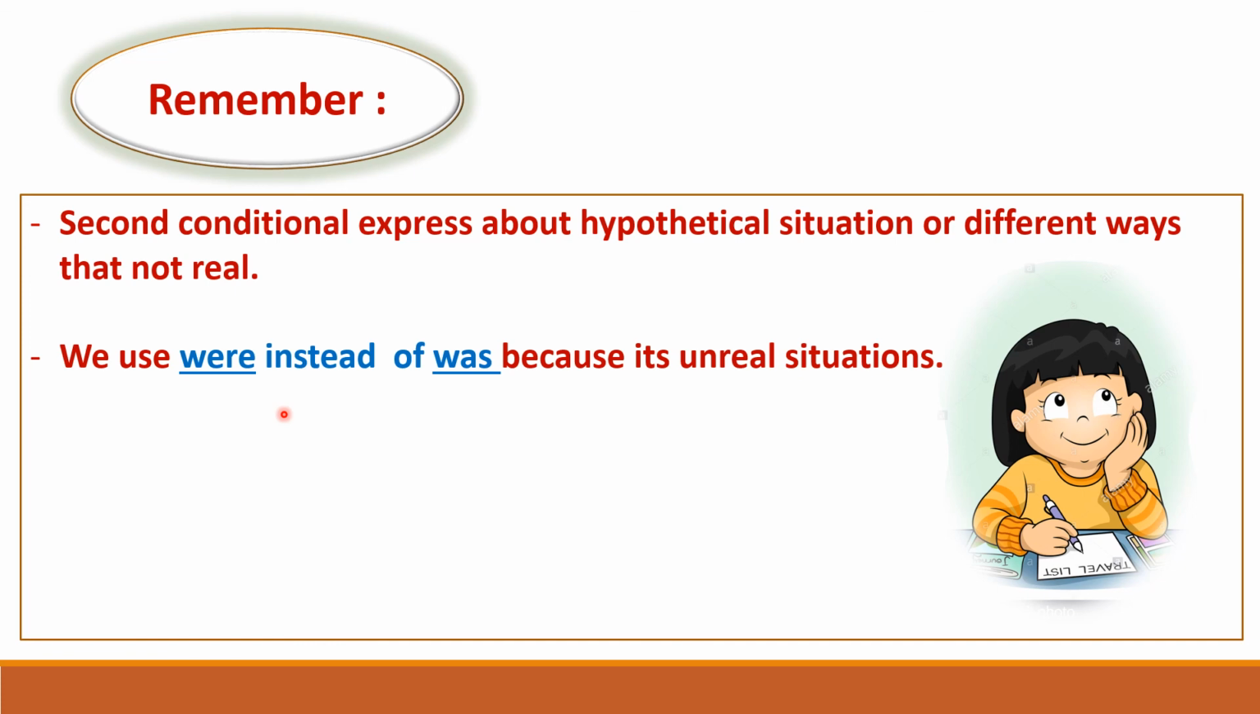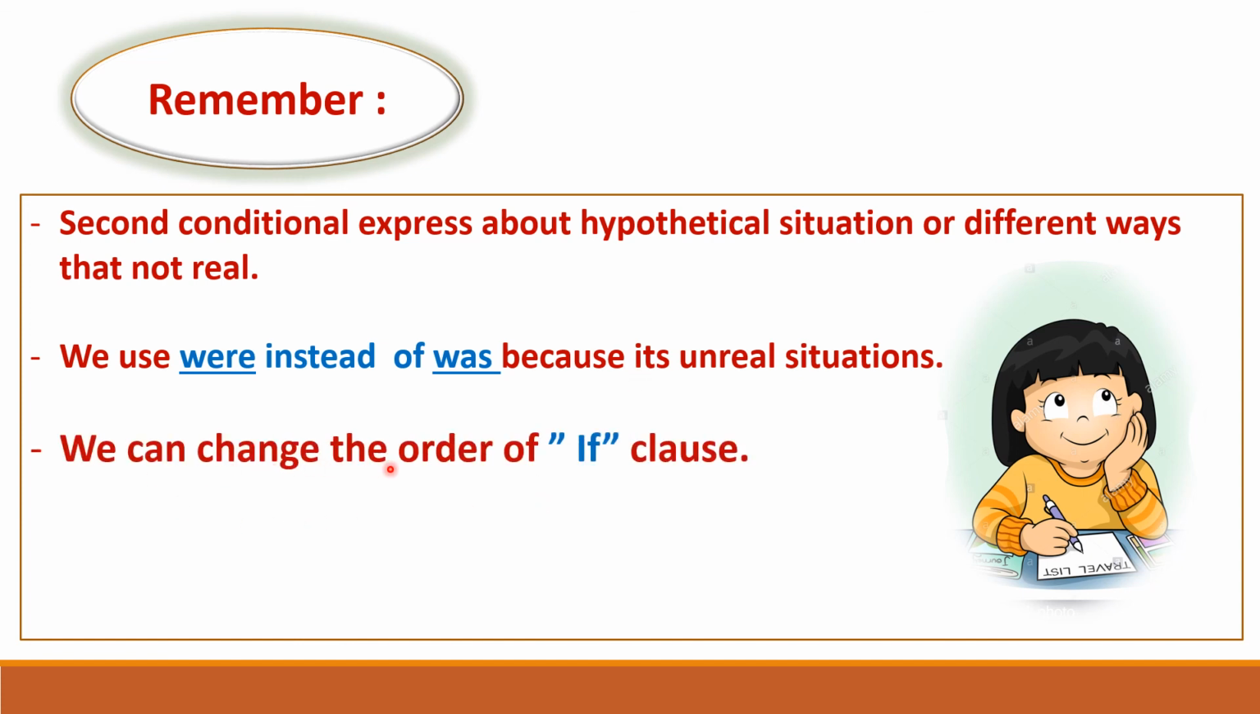If I were a president I would reduce the taxes. ممكن أن أغير الضرائب أو أقلل الضرائب. So we use were instead of was. رح نستخدم were بدلا من was just in the second conditional فقط في الحالة الثانية من if الشرطية. And we can change the order of if clause. ممكن أن نغير موقع if الشرطية.